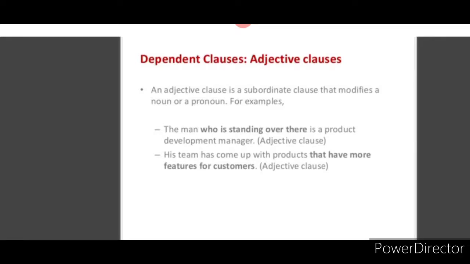Next example, see, the team has come out with products that have more features for the customers. So this is the adjective clause which describes the noun. Okay children, I hope you have understood what is adjective clause.